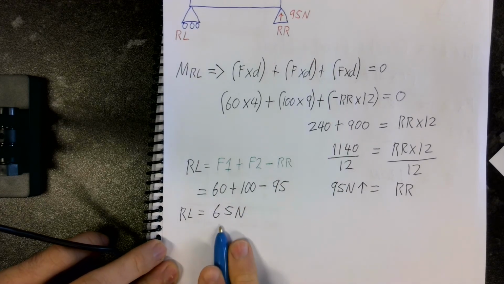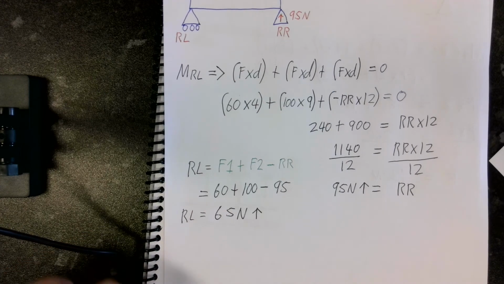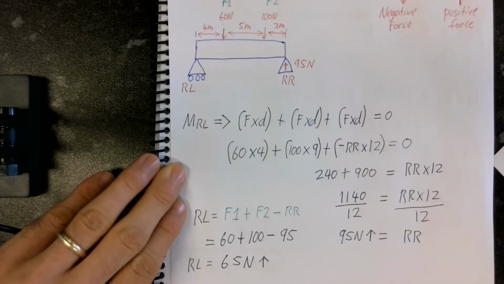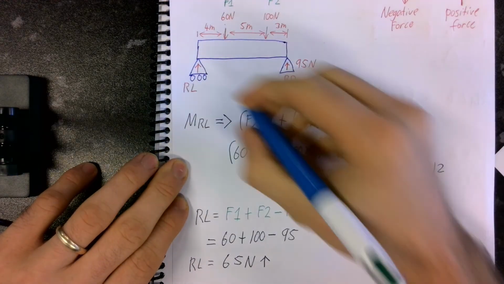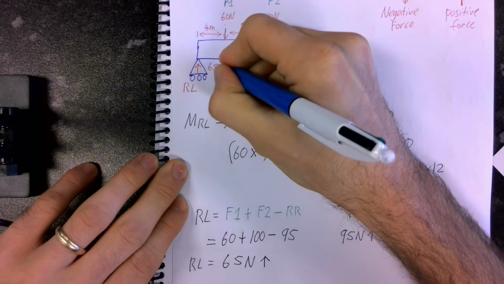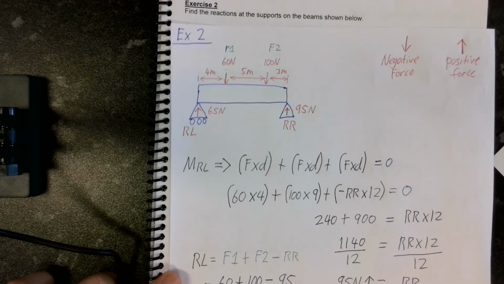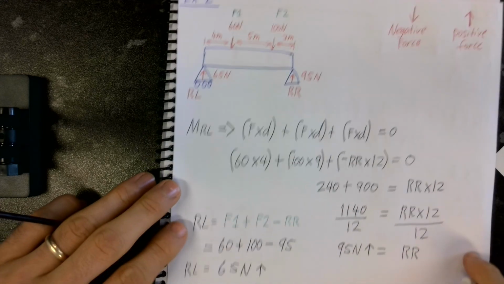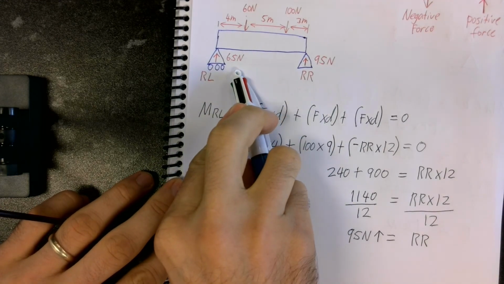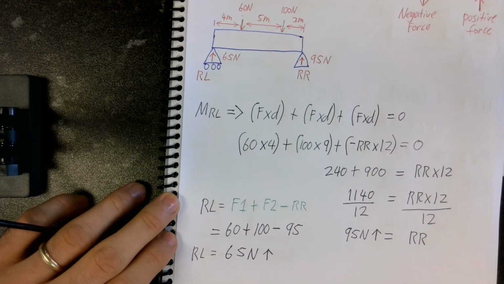It's a positive, okay, so we add our arrow in, positive, right. So that way up here on your chart again, you can go, there's an arrow there, okay. That is now worth 65 newtons. Alright, now you've just worked that out. So it said here, find the reactions at the supports on the beams shown below. You've found what RL's worth, it's worth 65 newtons. You've found what RR's worth, it's worth 95 newtons.